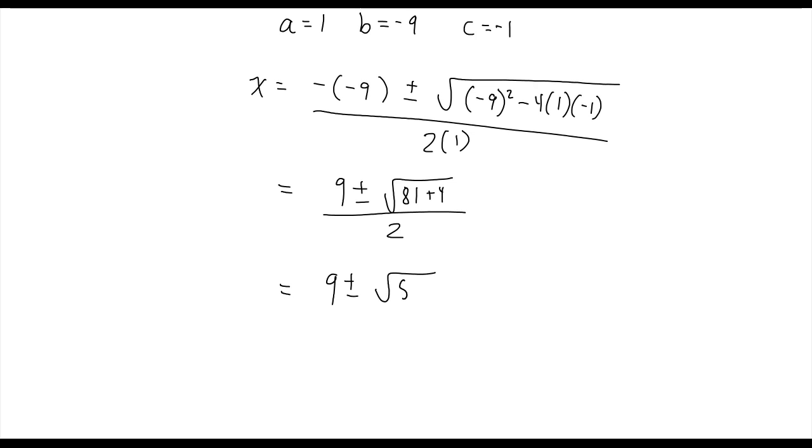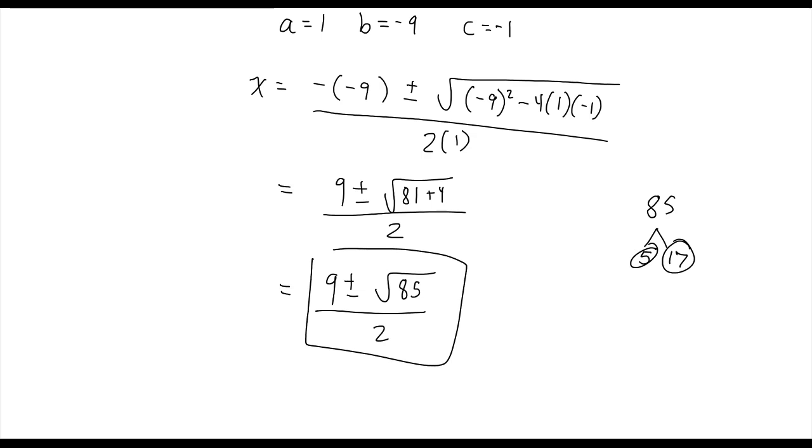81 plus 4 is 85. Okay, and then I need to see if I can simplify this square root of 85. So off to the side, I'll do a factor tree. 85 is the product of 5 times 17. Can't break that down any further. Those are both prime numbers, so I can't break down the square root of 85, which means my two solutions are here: 9 plus the square root of 85 all over 2, and 9 minus the square root of 85 all over 2.